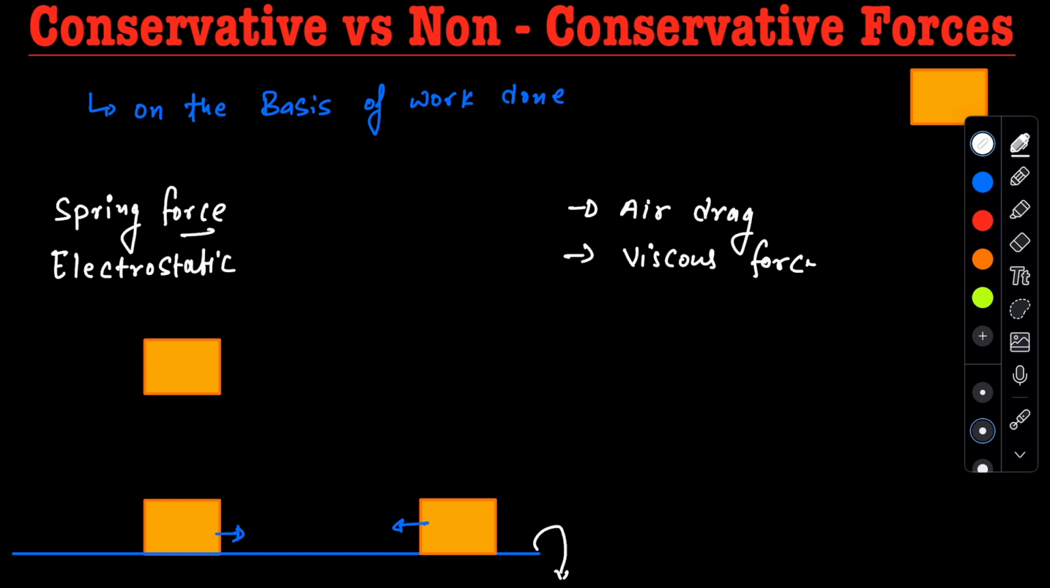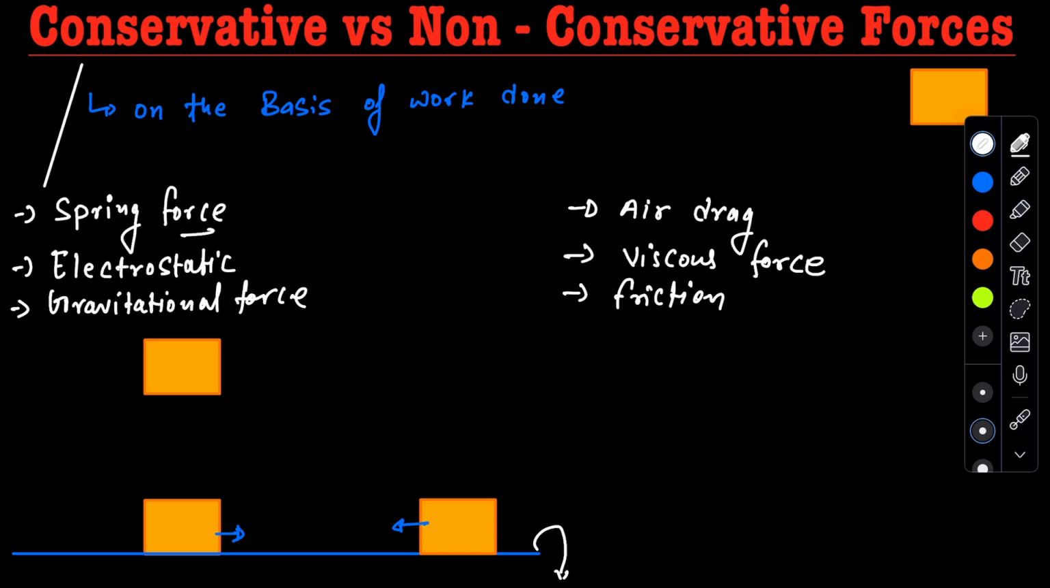These are the forces which are generally present in nature, and we will study them in our 11th and 12th class. Now look at the spring force, the electrostatic force, and the gravitation force. These have similar properties of storing the energy, whereas these other forces are dissipating the energy. So here I am giving this categorization on the basis of work done. These are the conservative forces, and these are the non-conservative forces.